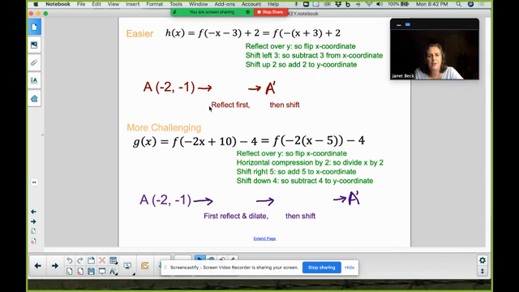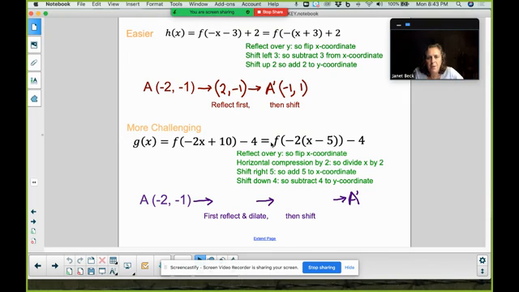So let's start here. Reflect first. What are we reflecting? Both the x and the y? No. We're only reflecting over the y-axis, which will just change this -2 to a +2. So that's step 1. Now we're ready to shift. We've got to subtract 3 from that x coordinate, which will make it -1. And we've got to add 2 to the y coordinate, which will make it +1. That wasn't too bad. So if you hadn't done the next one yet, try it now. It's not as horrendous as it looks.